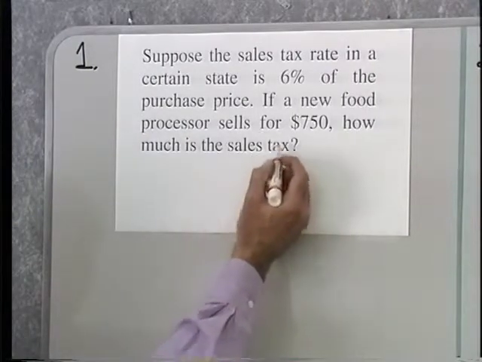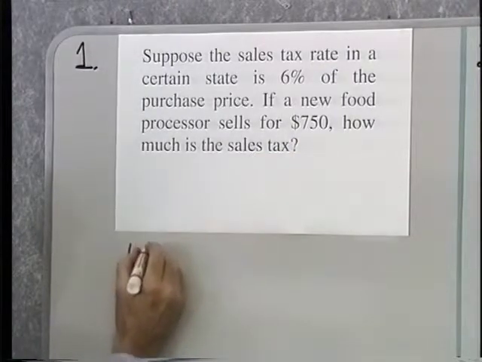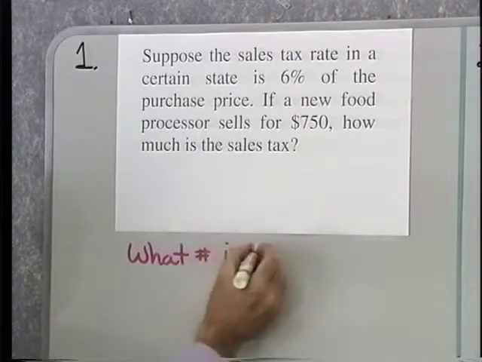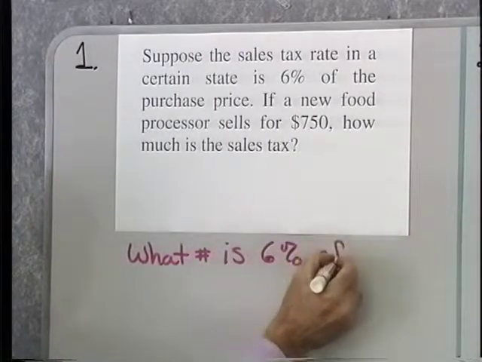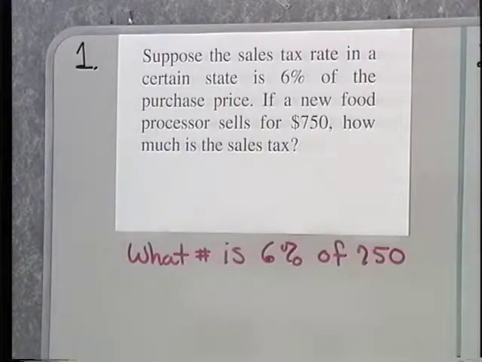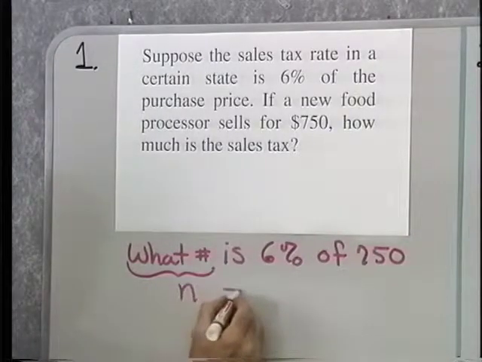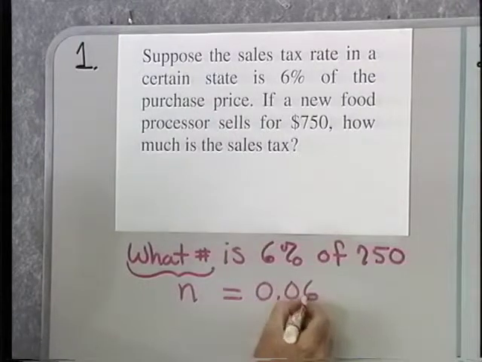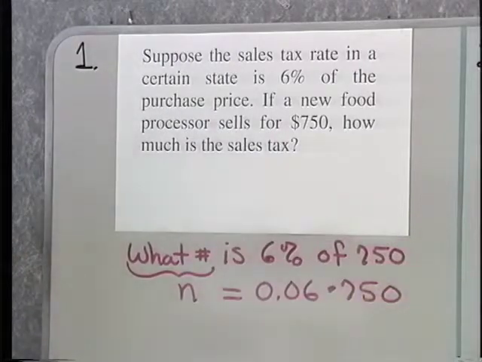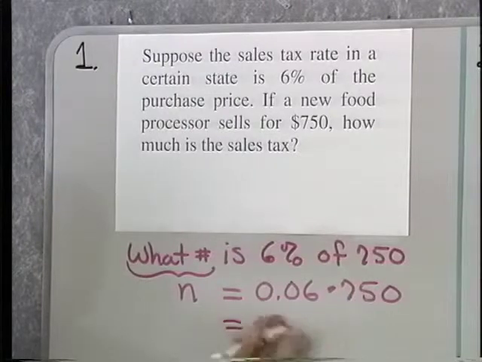So the sales tax is going to be 6% of the purchase price. So what we want to know is this. What number, I'll just abbreviate, is 6% of 750? So I want to know what number is 6% of 750. Translate this into an equation. So I'll get n equals 0.06, that's 6% as a decimal, times 750. Now when I actually do that multiplication, I end up with, let's see, 45.